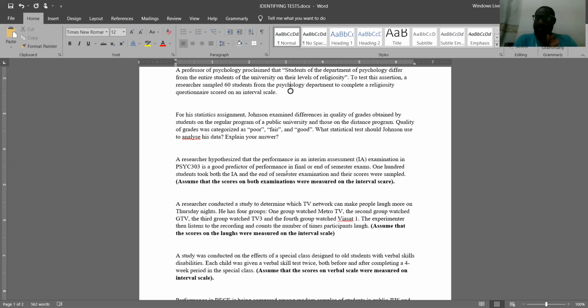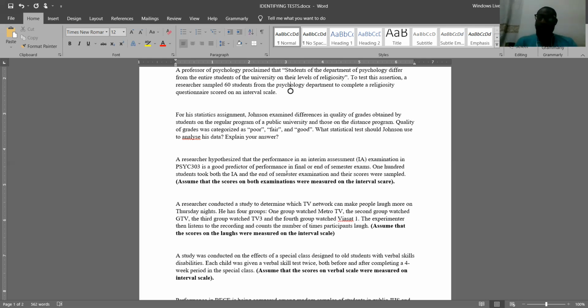ordinal. We've ranked the students' grades, because if someone gets an A and another person gets maybe a C, we would indicate that grade A is good, whereas grade C is fair. So we've ranked the students via performance or grades. So quality of grades has been reduced to ordinal. Hence, we are supposed to use a non-parametric test.